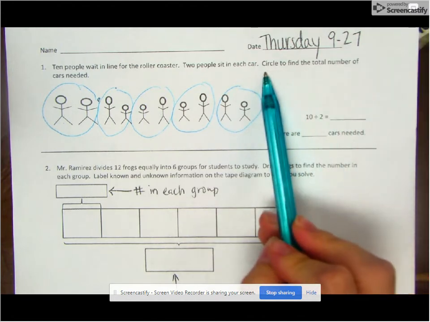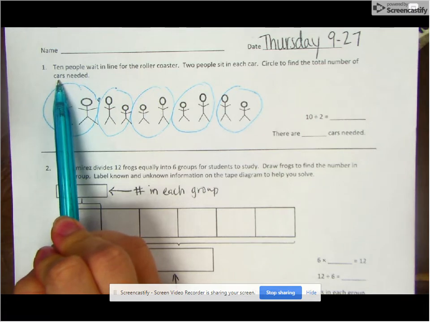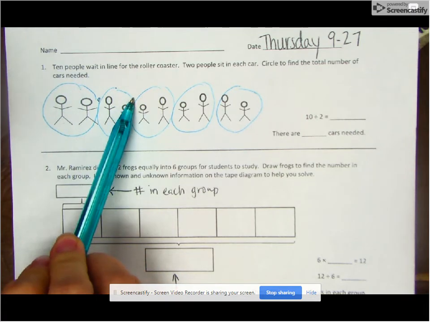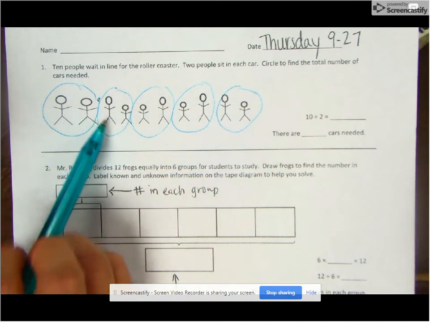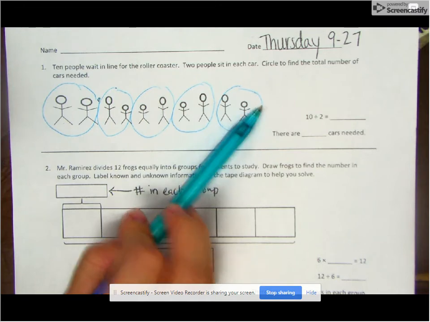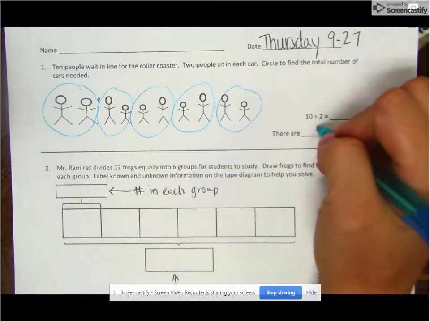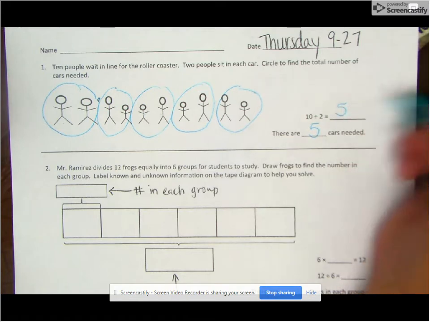And then they are trying to find the total number of cars needed. So this one, they're making their own groups and then figuring out how many groups or cars we ended up with. So 1, 2, 3, 4, 5. So there are 5 cars needed. So 10 divided by 2 is 5.